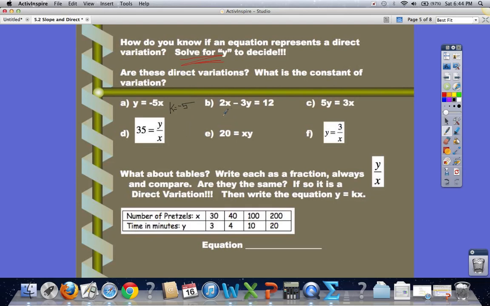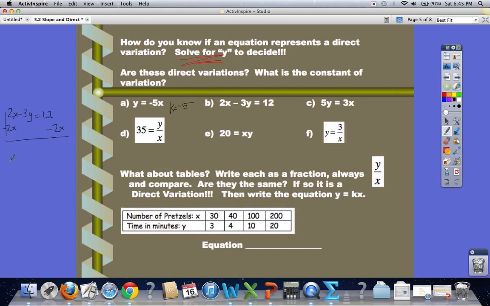Letter B says 2x minus 3y equals 12. Well, we know that's not in y equals form, so we need to make it in y equals form. So I'm going to do my work over to the side of my paper. It's 2x minus 3y equals 12. I'm going to subtract the x first. That is always the rule. When you're solving for y, x has to go first. Get rid of the x's.